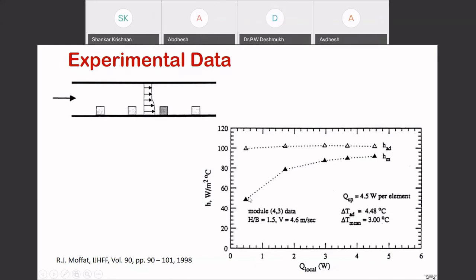However, the mean temperature based heat transfer coefficient is quite different. Only at very high power levels does it start to get closer, or become flat. So again, for such complex situations where there are multiple heat sources, one has to use the so-called adiabatic heat transfer coefficient or adiabatic temperature.